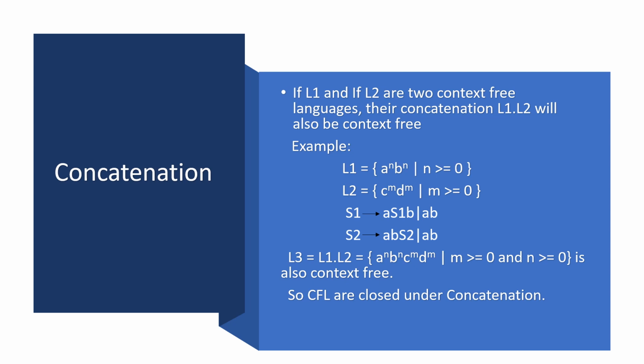I will tell you. Let L1 say the number of a's should be equal to the number of b's, and L2 say the number of c's should be equal to the number of d's. Then concatenation says the number of a's should equal the number of b's, and the number of c's should equal the number of d's. So we can create a PDA which will first push a, pop b, push c, then pop d. So it can accept by final state here. Hence, it's proved that context-free languages are closed under concatenation.